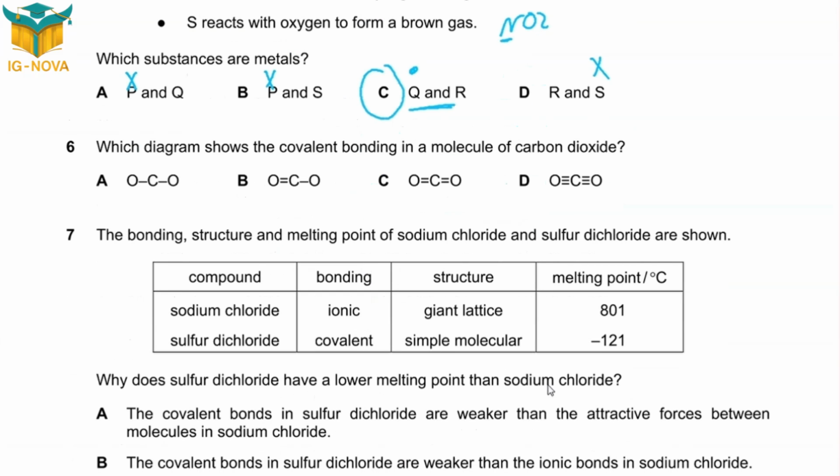Which diagram shows the covalent bonding in a molecule of carbon dioxide? Don't forget C double bond O, C double bond O. So C.